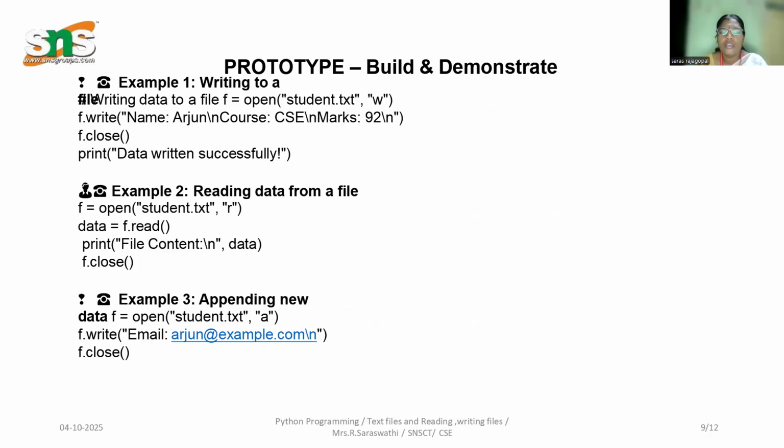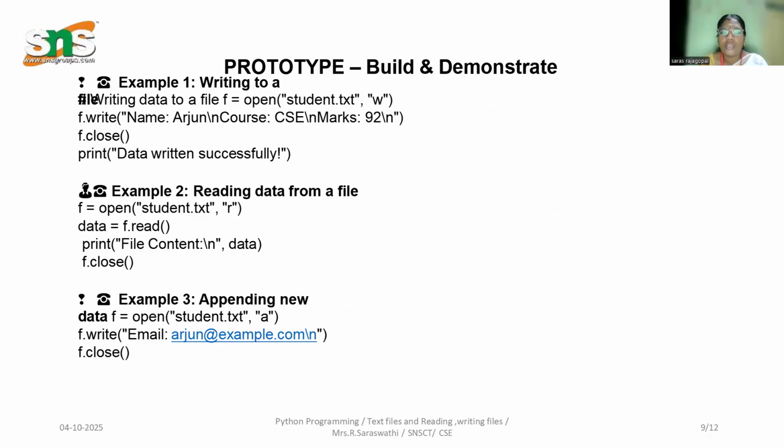Reading data. f = open('student.txt'), and we are storing the data. After that, read the content of the file with f.read. We are invoking the function f.read, then print the data. Once the data has been read, close the file with f.close. Appending new content.